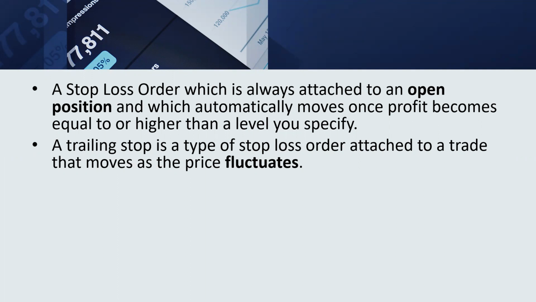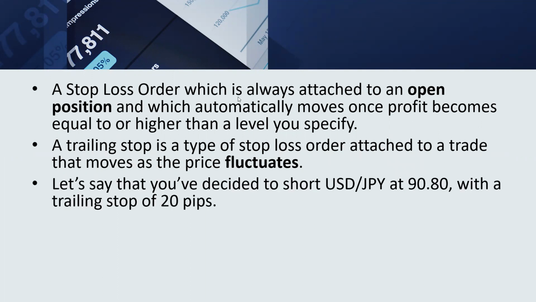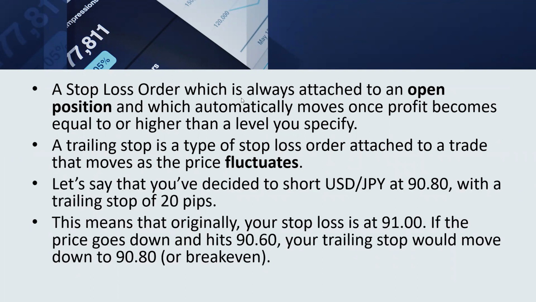There is also what we call a trailing stop. And this trailing stop is a type of stop loss order that is attached to a trade that moves as price fluctuates. So if you are in 20 pips profit, the trailing stop moves in 20 pips. So you can actually set your trailing stop to move at any 20 pips interval.